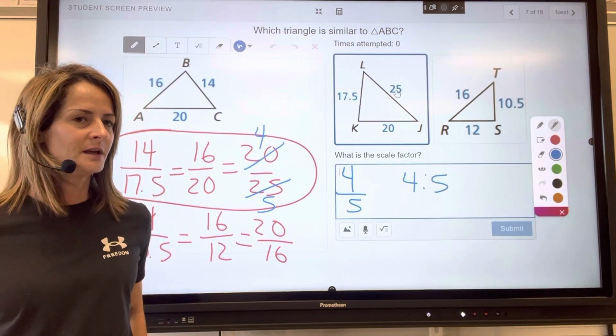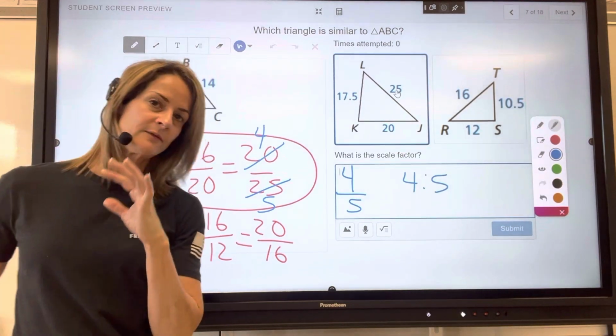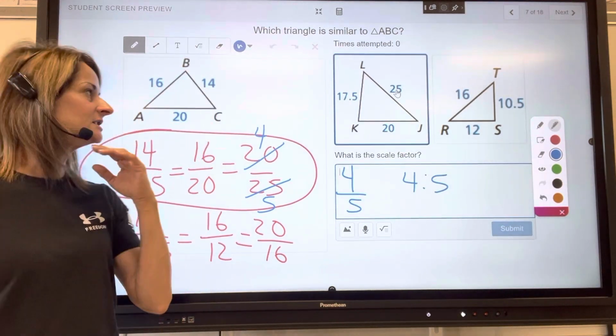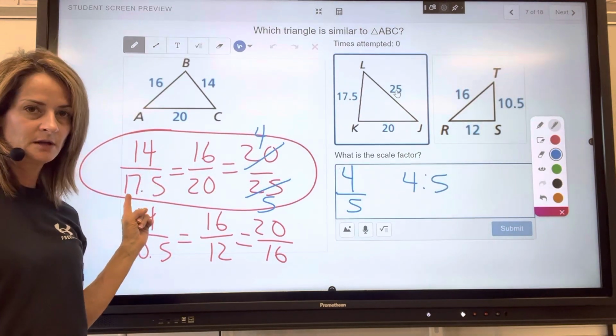Good? So if you get a question that asks, are the two triangles similar? It'll give you two triangles and asks if they're similar. You need to check their sides and see if the sides are proportional. And this is the way to do it. You can use a calculator.